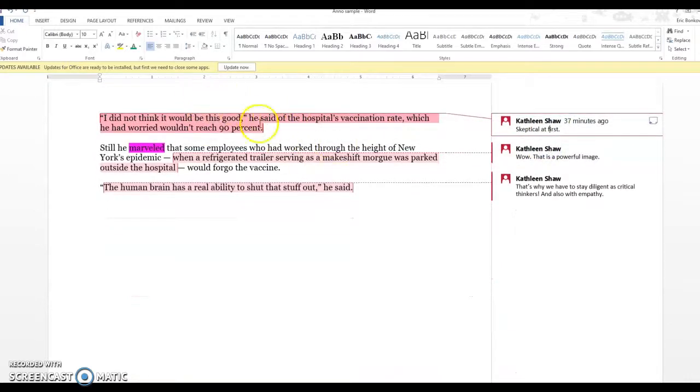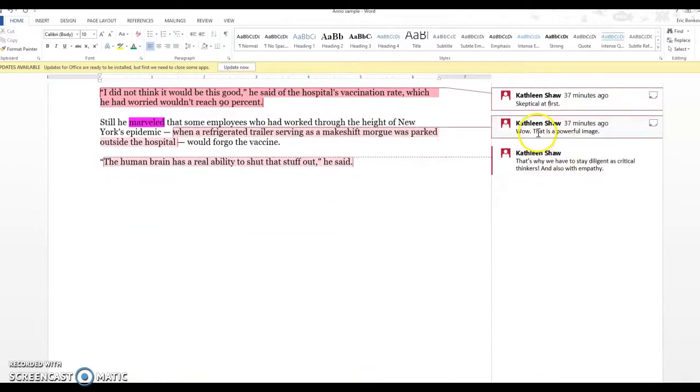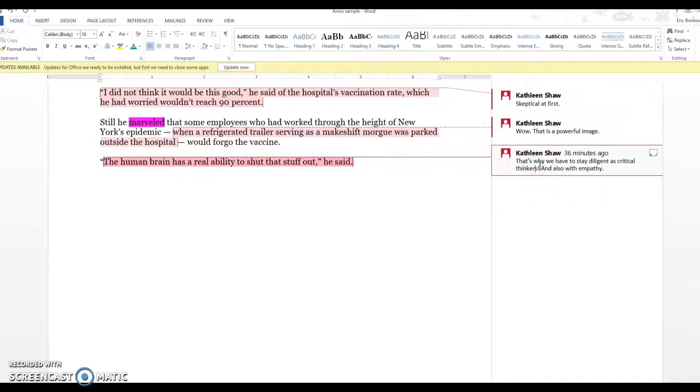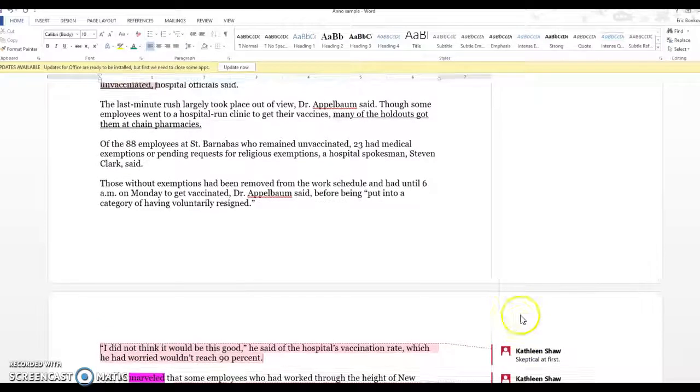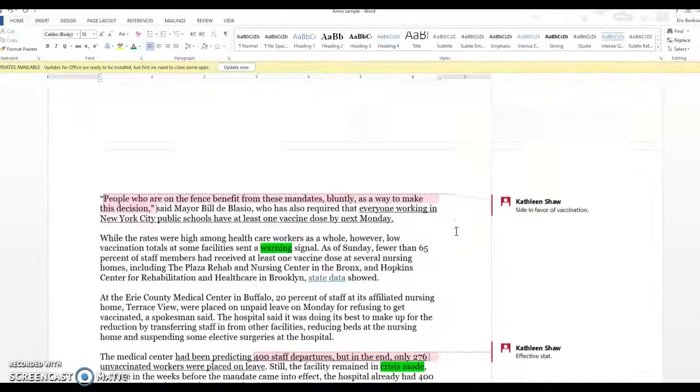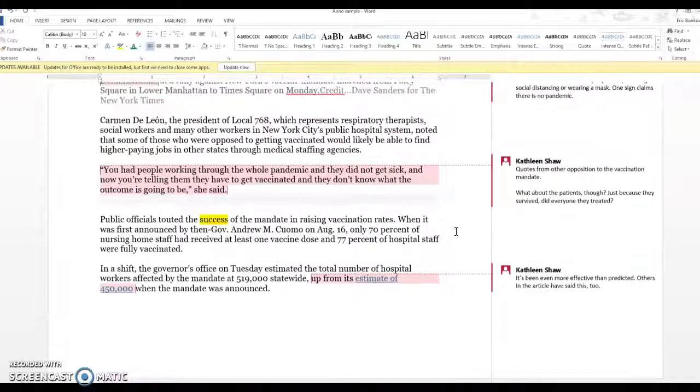Here's what I was talking about. This guy was pretty skeptical. And then it ends with a quote that reminded me of critical thinking. And you can see that I kind of talk about my own stuff. And I make comments like, that's powerful. This guy's skeptical. This is just me engaging with the article, and this is what I want you to do.